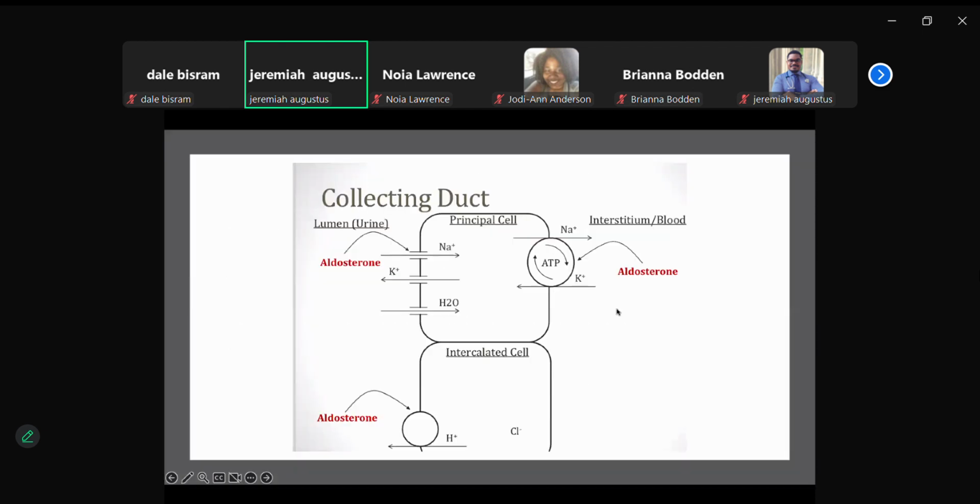So look at here. One, it is going to increase the sodium-potassium ATPase pump, it's going to increase the ENaC channel, and it's going to increase the hydrogen secretion. So any time you get an adrenal problem, you should be able to work out what the urinalysis is supposed to look like, right?